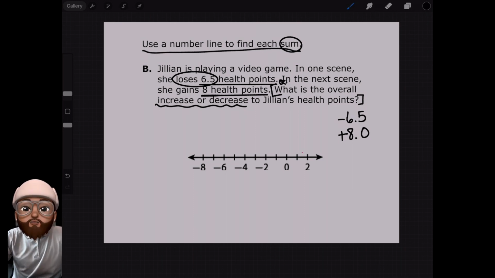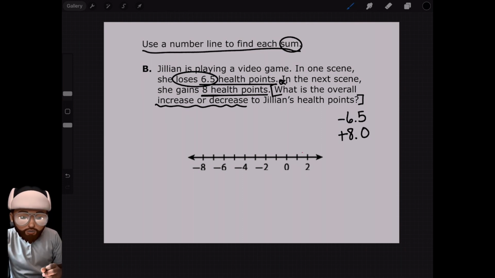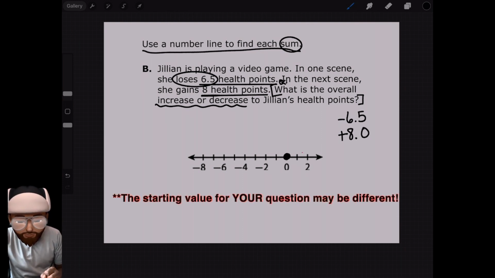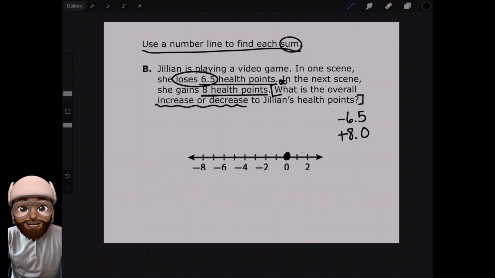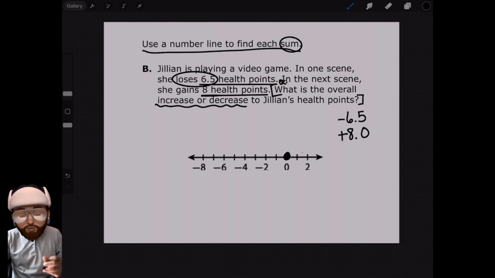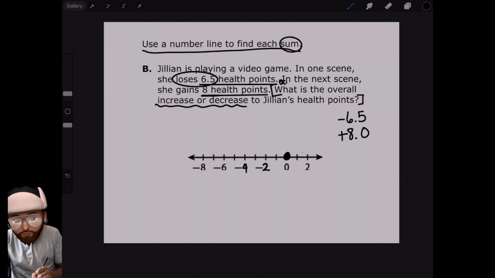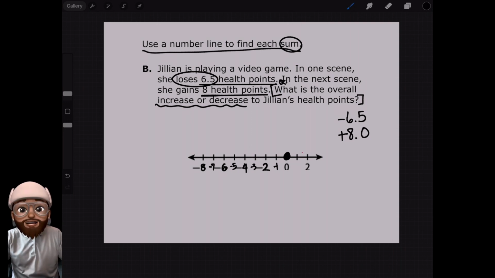Now, let's use the number line to answer this. Of course, we could line the numbers up and just subtract, but let's use the number line. So we are going to start at 0. And now I'm going to go backwards 6.5 because she lost 6.5 health points. So if each of these are a minus 2, then the lines in between would be minus 1, minus 3, minus 5, minus 7.